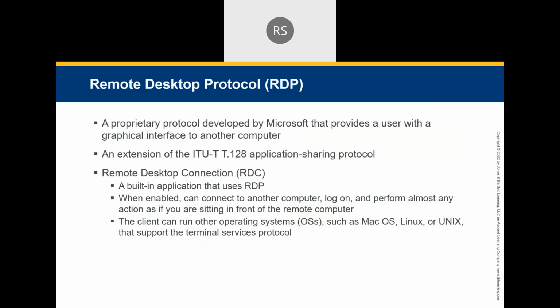Now, the remote desktop connection is a built-in application that uses RDP. This was an application provided by Microsoft. It uses, once again, that RDP protocol. It allows users to establish remote desktop connections to other computers running the Windows operating system. Once connected, users can log on to the remote computer and perform virtually any action as if they were physically sitting at that remote location. This includes accessing files, running applications, and performing administrative tasks.